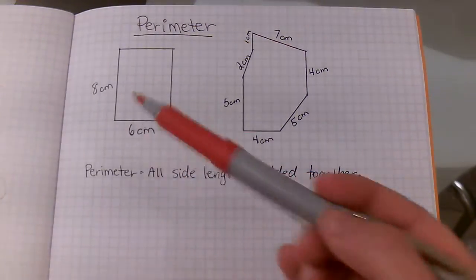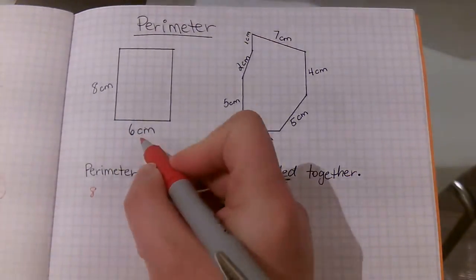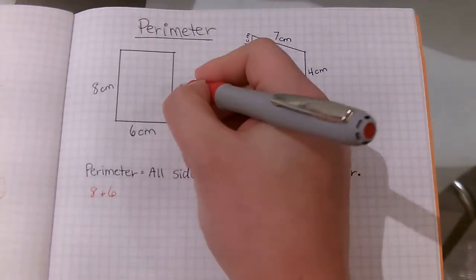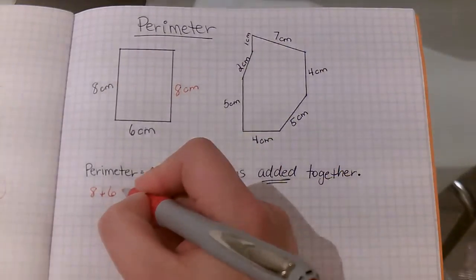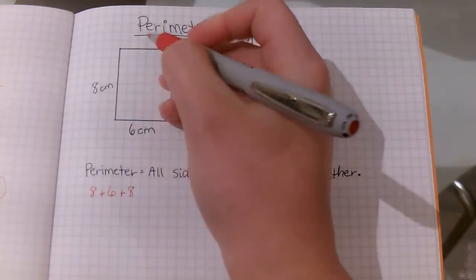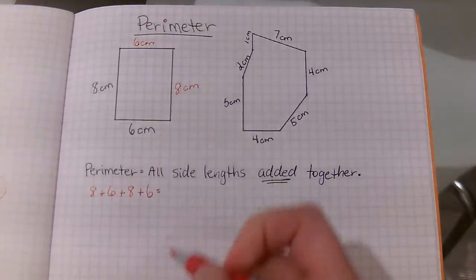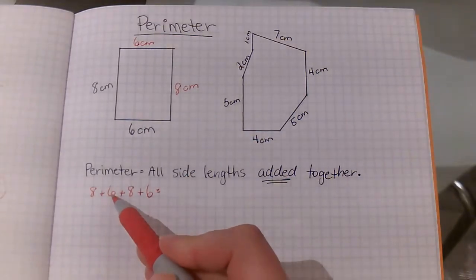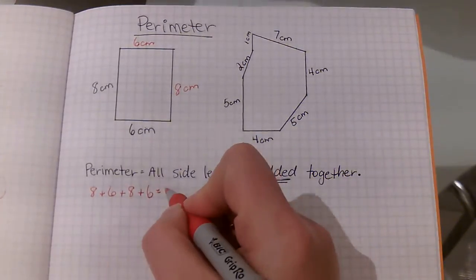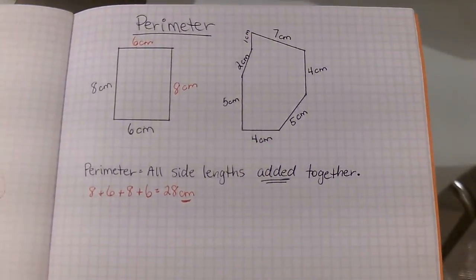So to find the perimeter of this one, I would take the 8 centimeters plus the 6 centimeters. Okay, because it's a rectangle, we know that this is also 8 centimeters. So I'd add 8 again. And we know that this opposite side from here would also be 6 centimeters. So I'd add them all together. So 8 plus 6 is 14, plus another 8 is 22, plus 6 is 28 centimeters. Make sure you're keeping the units in your answer.